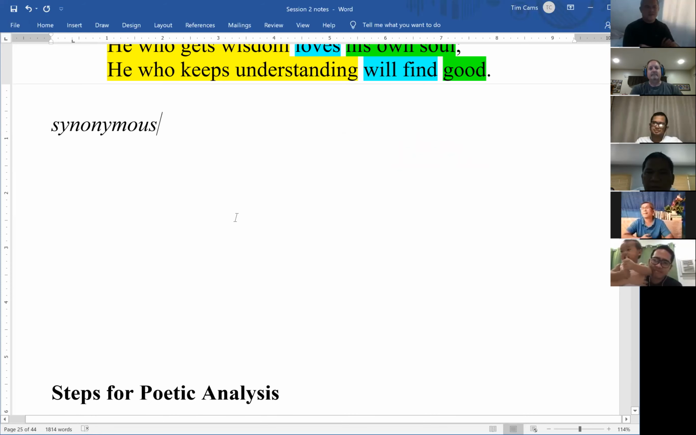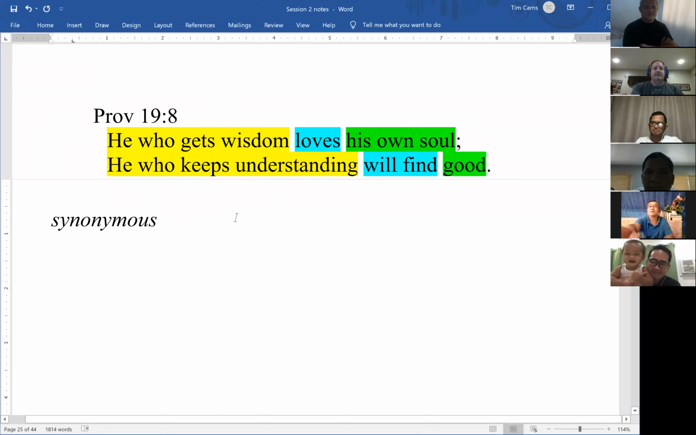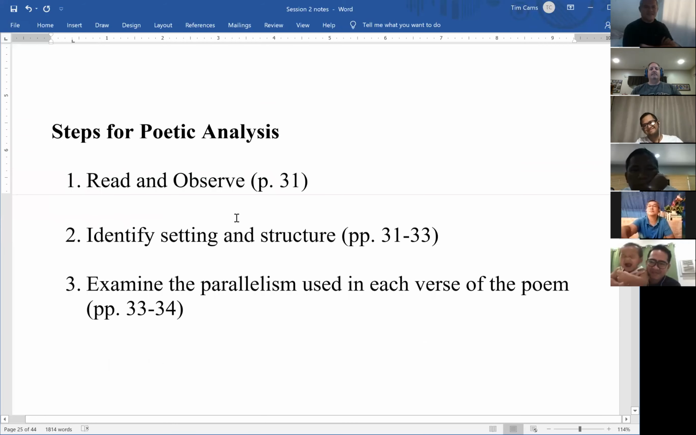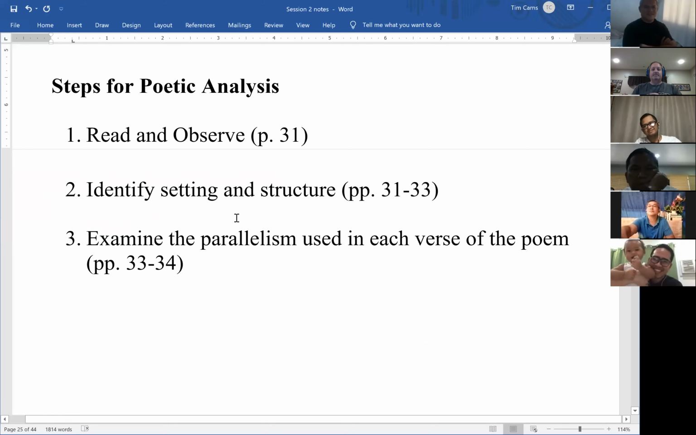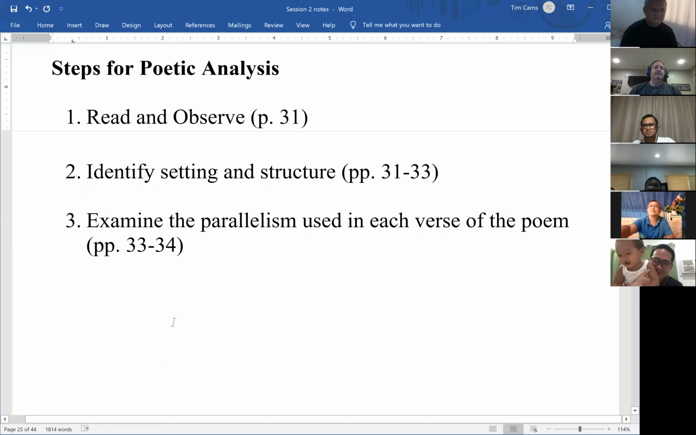All right. So we went through a number of these just to give you a sense, and we saw very different kinds. Let's go back to our poetic analysis and remind ourselves of the steps. First, read and observe. Second, identify the setting of the poem and its structure, and by structure, I mean the stanzas. And then the third is to examine the parallelism. So we talked about parallelism, we looked at several examples. Let's do this. We'll start this week looking at Psalm 99, and we'll finish up next week, since it's already 11:40.